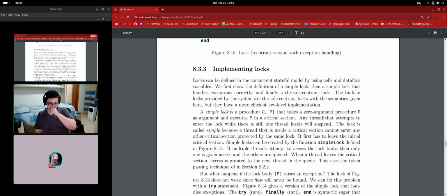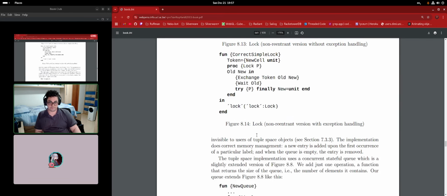The simple lock is a procedure that takes zero arguments. Procedure P as argument is the critical region. Again, this is conventional, which means that we are assuming that P is the only entry point to the critical region. Any thread that attempts to enter the lock while there is still one thread inside will suspend. The lock is called simple because a thread that is inside the critical section cannot enter any other critical section protected by the same lock. So this is not re-entrant. Yes, it is if it first has to leave the initial critical section. Simple locks can be created by the function simple lock. So let's take a look.